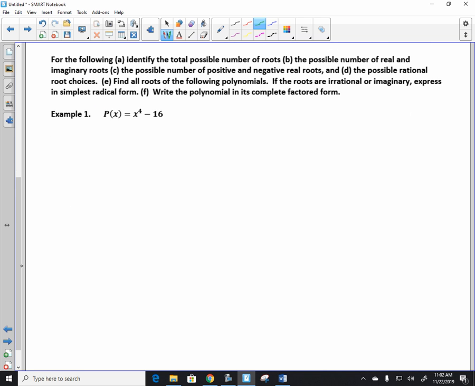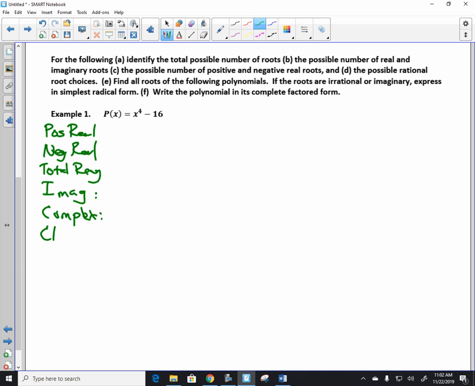So we're going to diagnose a polynomial from the very beginning. We're going to look at the positive real, the negative real. We're going to look at the total real. We're going to look at the imaginary, the complex, the choices, and the solutions.